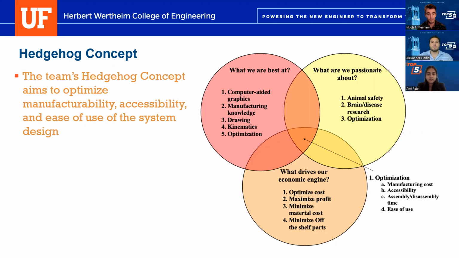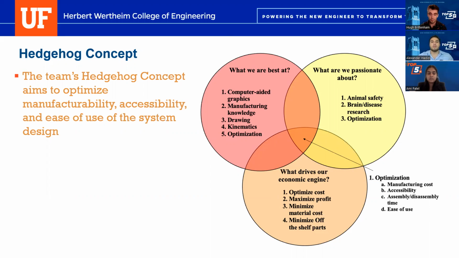Another common theme in our group was our passion with brain and disease research that goes along with animal safety. Since we share 70% of our genome with zebrafish, selective plane illumination microscopy measures the effects of different therapies and drugs on the neural and behavioral activity of the zebrafish.